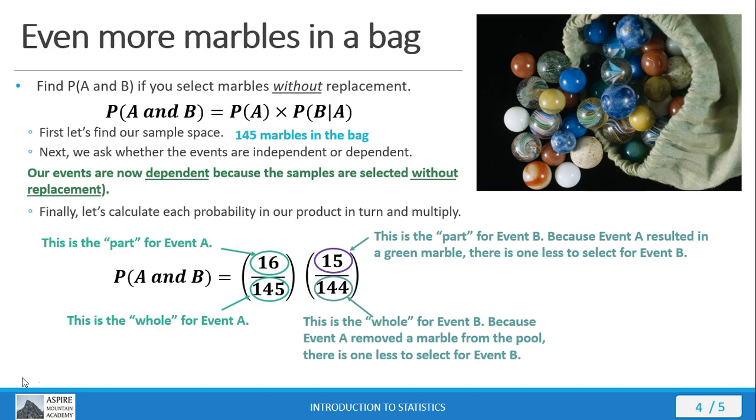These are the probabilities for our individual events. Now we multiply them together and out comes 1.15%. You can see there's a slight difference here. It depends whether your events are dependent or independent, and that all depends on whether you're selecting with replacement or without replacement.